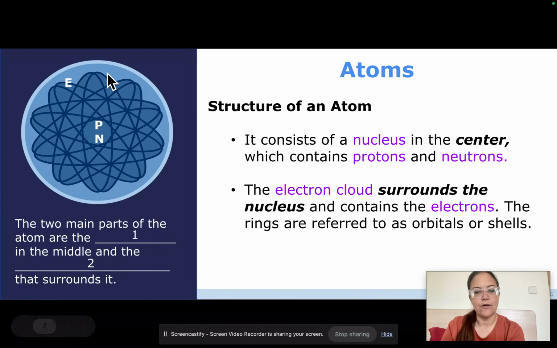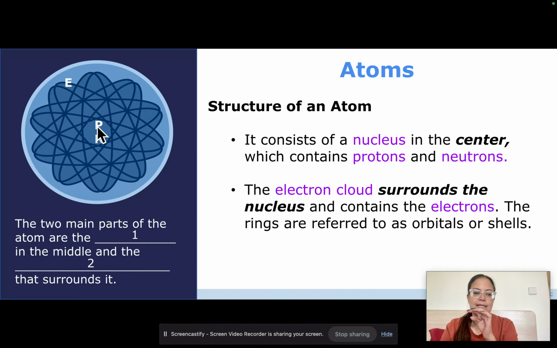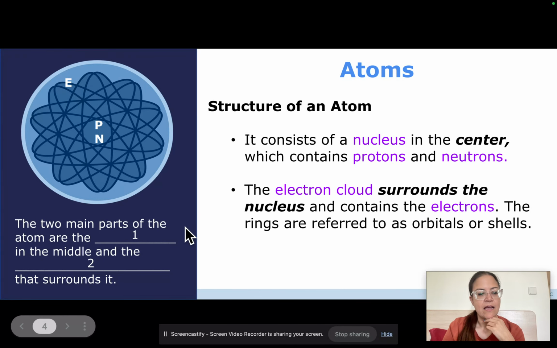The electron cloud surrounds the nucleus and contains your electrons. These rings are referred to as orbitals or shells. I usually say shells. So the nucleus is the small little center part, and then you have these shells around it that are just the electrons. The protons and neutrons are fairly big as far as an atom is concerned. The electrons are very, very small. So the two main parts of the atom are the nucleus in the middle and the orbitals or shells that surround it. That's this line here.